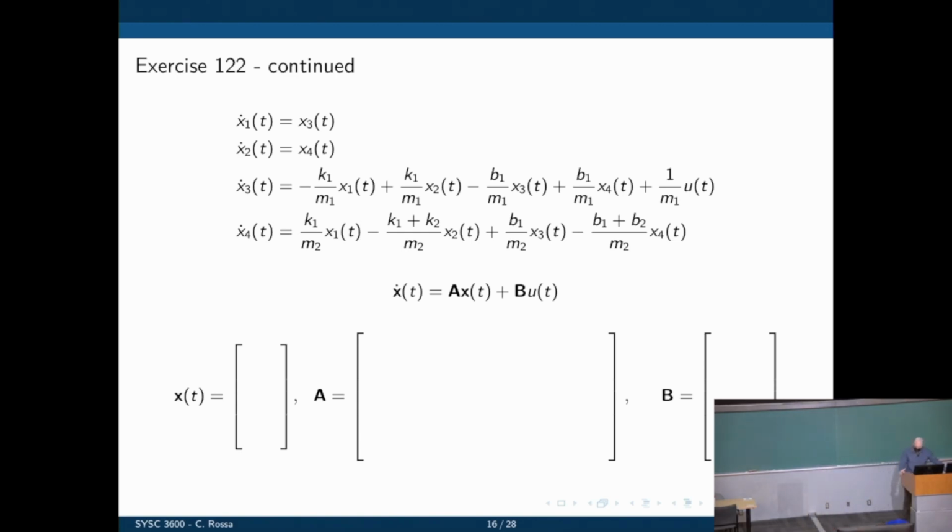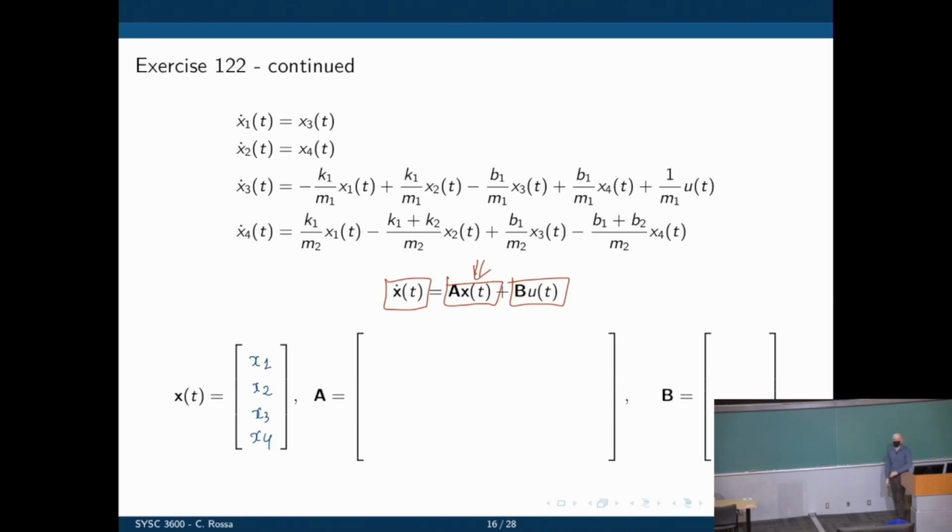So now we can write our first equation in the matrix form. That's the state equation. X of t is a vector that has x1, x2, x3, and x4. So x dot is x1 dot, x2 dot, x3 dot, and x4 dot. And we have it here equal to A times x plus B times u. So let's start with this term, A times x. What goes in A?